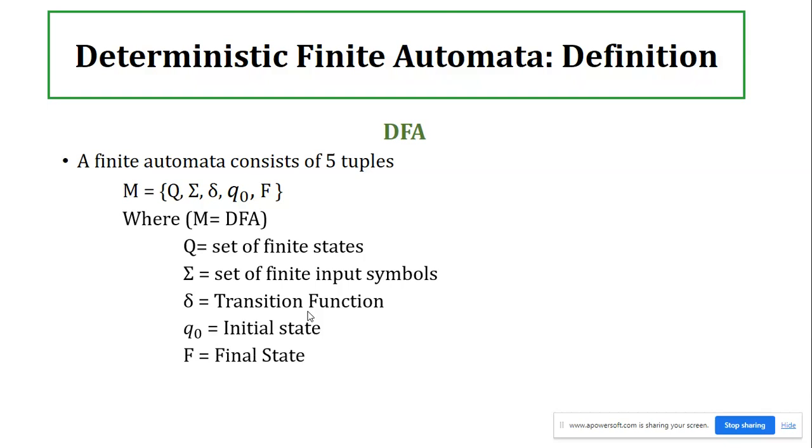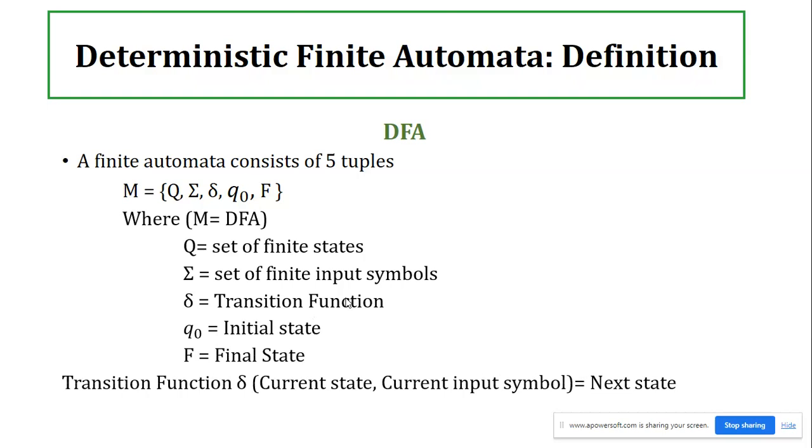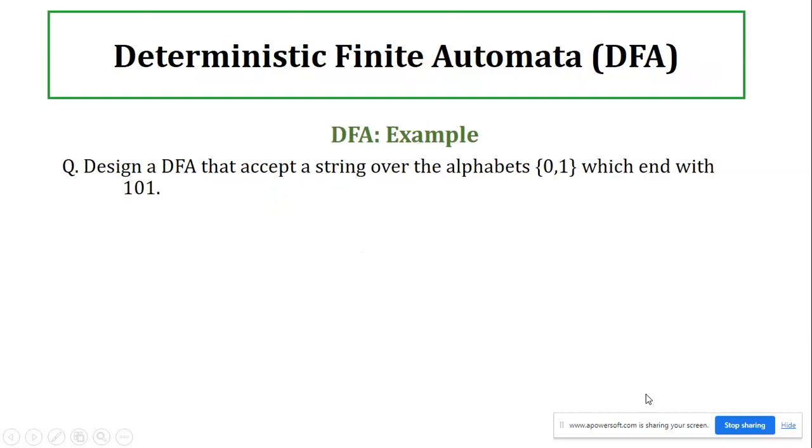Whenever we are solving any example for this DFA or any kind of machine, it is expected that you first write down the definition, with whatever states and input symbols there are. We'll see this also. The transition function tells how our machine is going to move from one state to another. It takes two inputs, the current state and the current input symbol, and gives the next state as output.